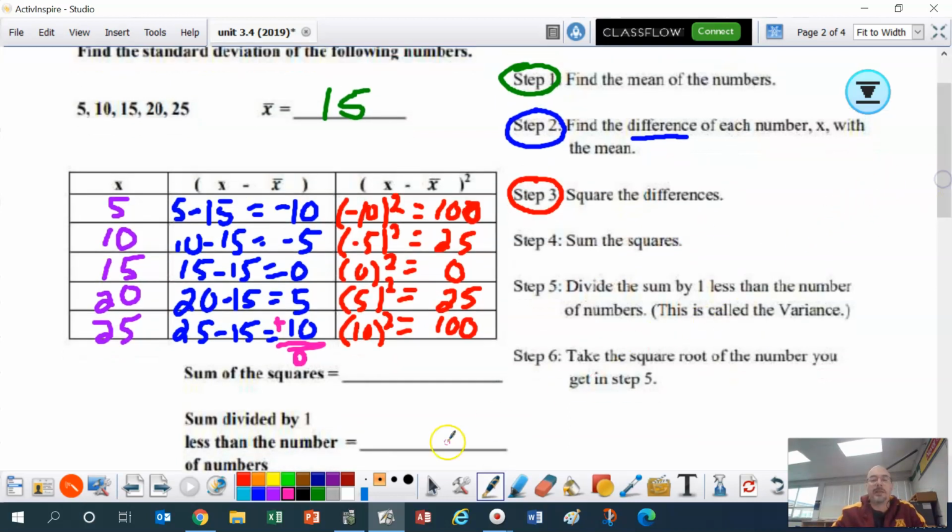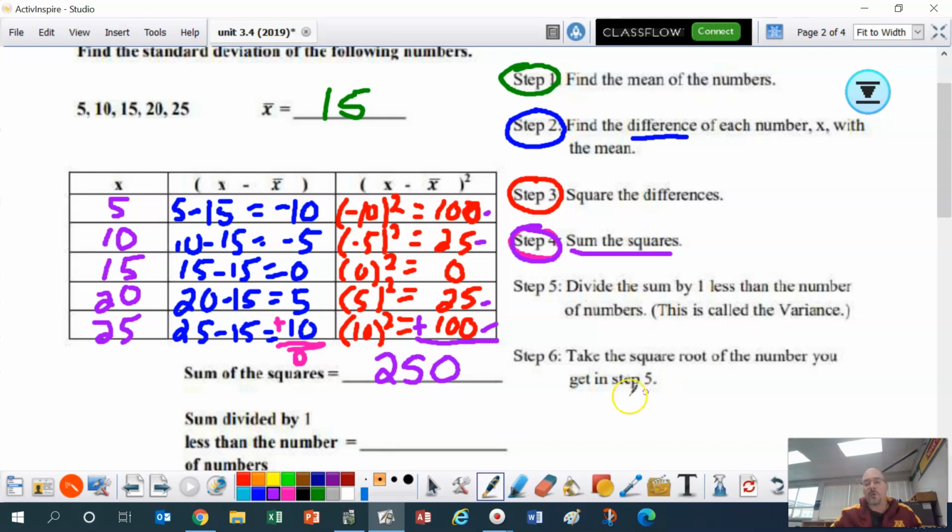All right, let's now go with, I'll go with orange this time. Actually, let me go with purple. Step number 4, we're going to sum the squares. That means we're going to add these things up, right? So I'm just going to add in my head here, folks. 100 and 100 make 200. The 25 and the 25 make 50. And then we add the 0. So that would be 250. Okay, that's easy enough.